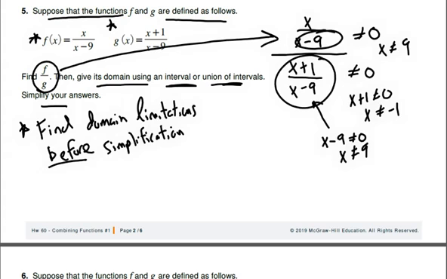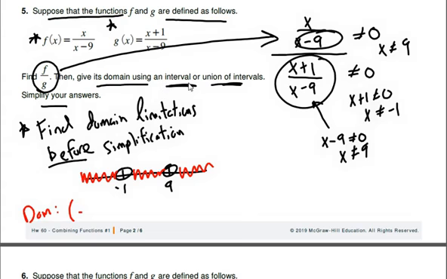All right, so me personally, I like to draw a number line because it makes everything really nice and easy. So let's go ahead and draw a number line. And we've got 9, which is not allowed. We have -1, which is not allowed. And then I'll just go ahead and shade in all the places that are allowed. I am allowed to have x values. And then make my domain using an interval or union of intervals, to quote the problem here.